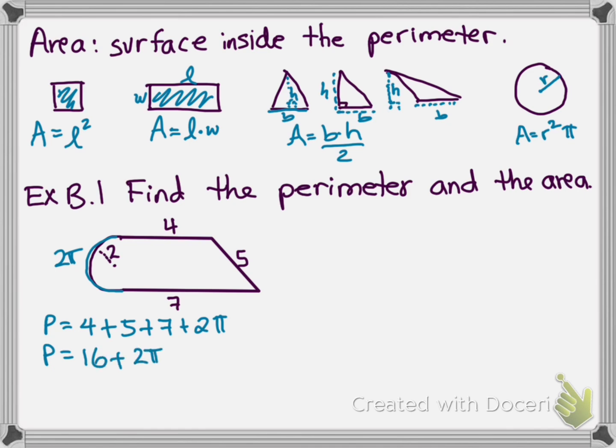If I want to find what is the approximate answer, then what I'm going to do is first multiply the 2 times the 3.14 and then add the 16. So 6.28 plus 16 is 22.28. Now again, that's an approximate answer. So this is the approximate answer, and this one is the exact answer.